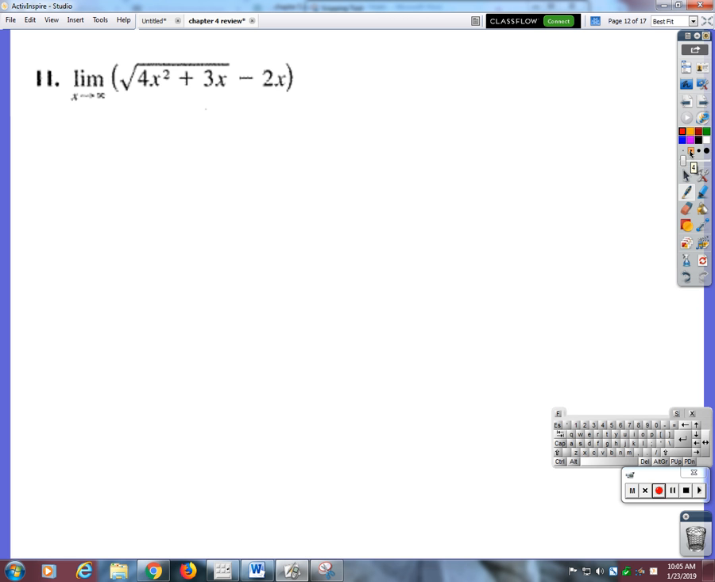All right, so this one I am going to multiply by the square root of 4x squared plus 3x plus 2x over the square root of 4x squared plus 3x plus 2x. Okay?